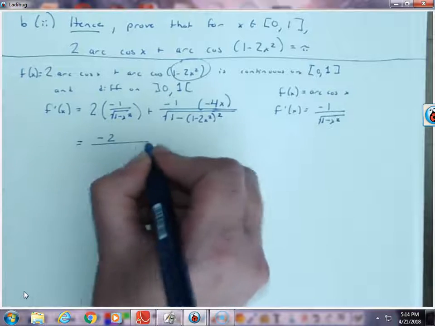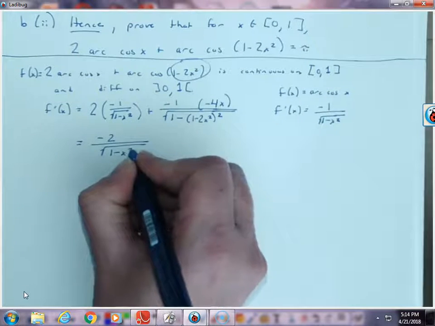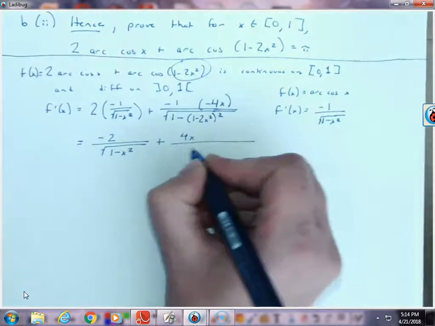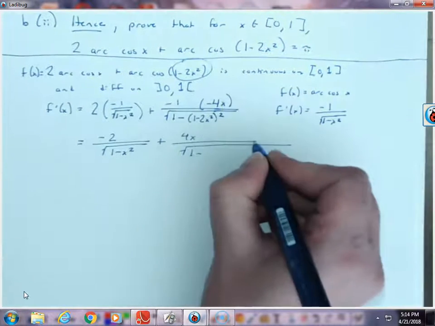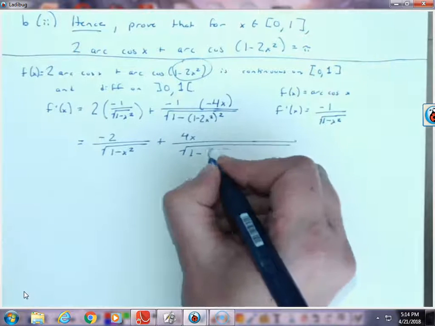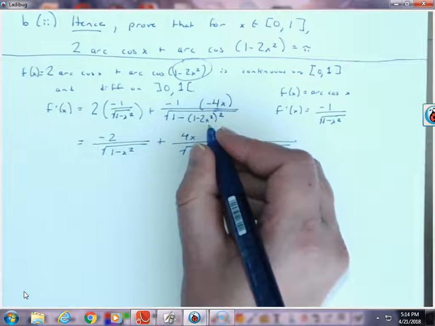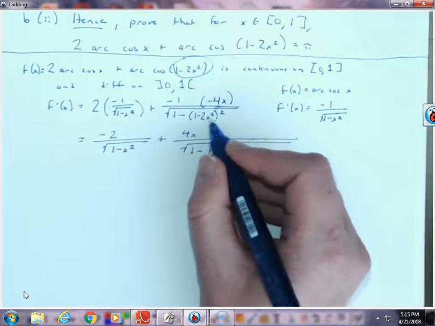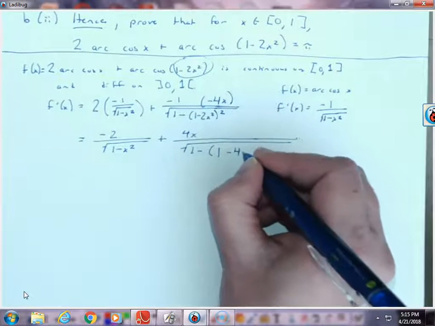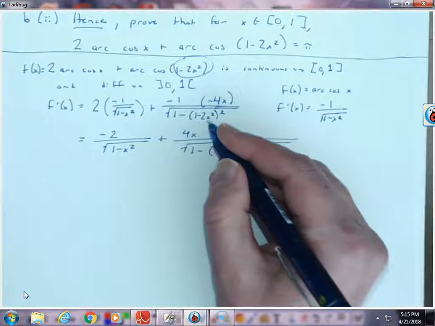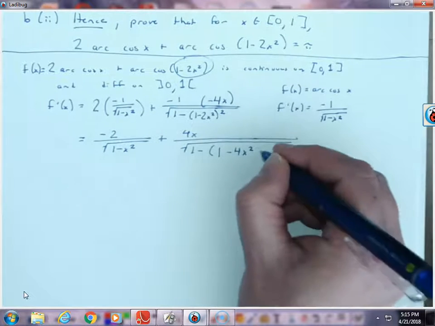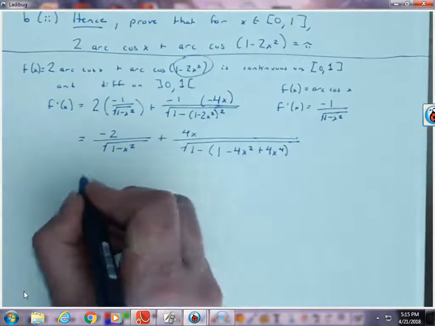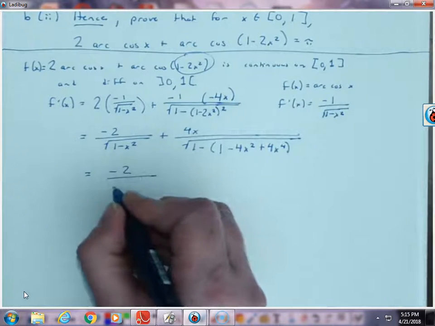So this looks like negative 2 over the square root of 1 minus x squared. In the numerator here I have positive 4x, and in the denominator I'm going to FOIL this out and see what kind of stuff we come up with. So if I FOIL 1 minus 2x squared, quantity squared, I'd have 1 and then minus 2x squared minus another 2x squared, so minus 4x squared. And then I would have negative 2x squared times itself, so that would be a positive 4x to the fourth. Okay, so let's see about simplifying that.